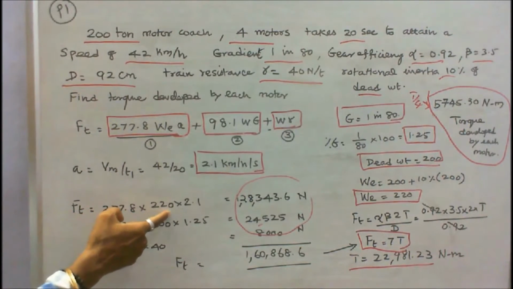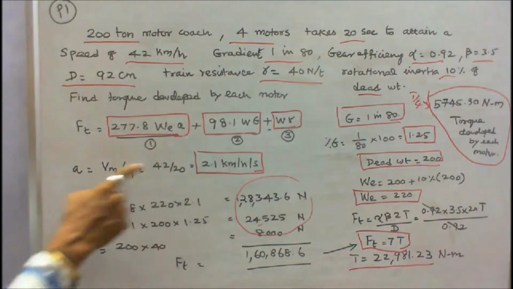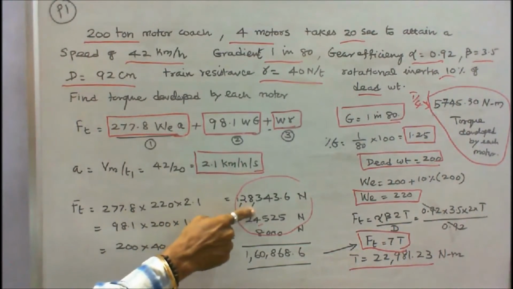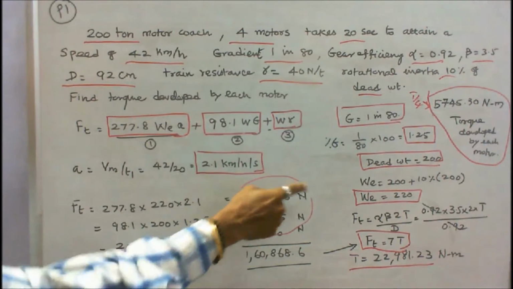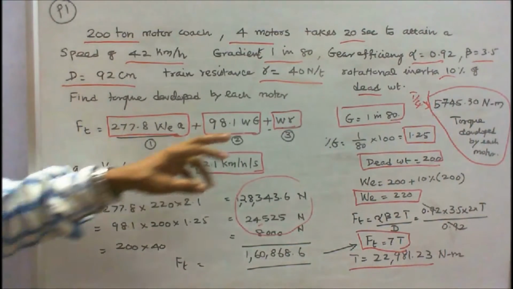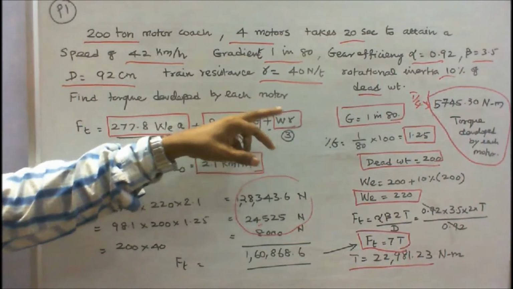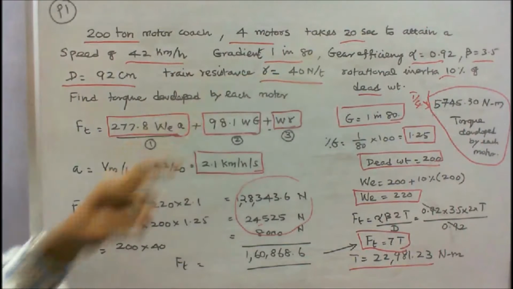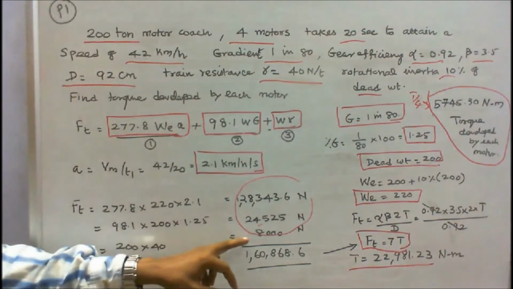In the first case, 277.8 into 220 into 2.1, where A is 2.1 km per hour per second, is equal to 1,28,343.6 newtons. The third term is W into R, dead weight into resistance. Here dead weight is 200, R is 40, therefore 200 into 40 is equal to 8,000.